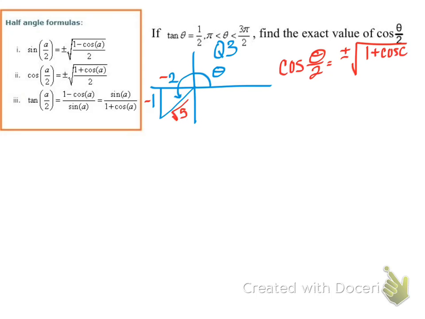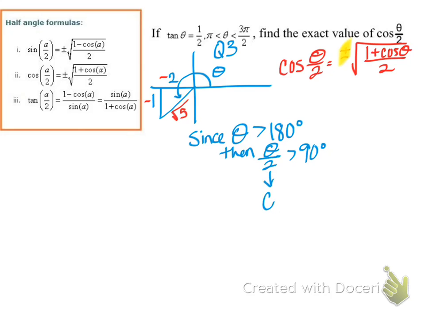I know the formula according to the half-angle formula, but I still want to figure out, is it positive or negative? I have to find that out. Don't leave the answer as plus minus, because that does not make any sense. There's only one correct answer. So I have to ask myself, since theta is greater than 180, and I'm using 180 because I think most of us are better with that than pi. Pi is 180, right? And theta is bigger than 180.